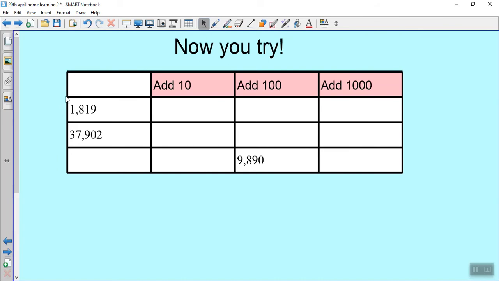I've got a number here, 1,819, add 10 to it, add 100 and add 1,000. 37,902, add 10, add 100, add 1,000. Something add 100 makes this. So you've got to first of all work out what your number was and check that it's going to be right once you've added 100 to it. And then when you've found this number, you can find 10 more and 1,000 more. Could you pause the video please and draw yourself a table and work out what numbers need to go in each box?